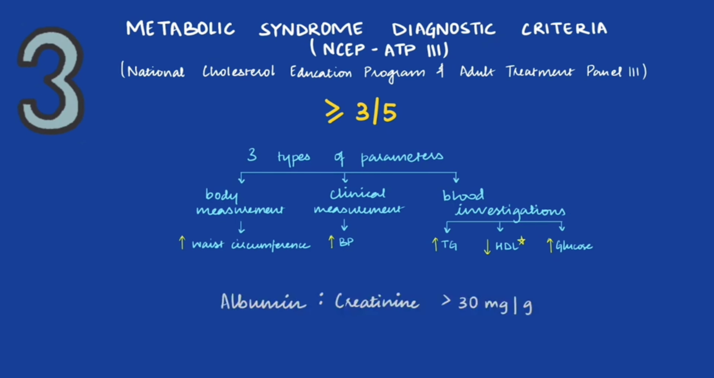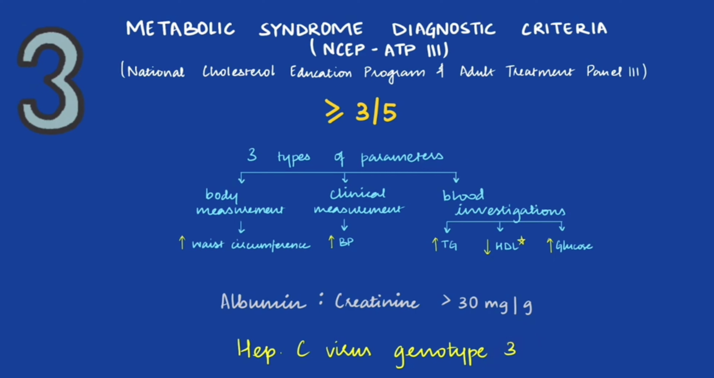Not a part of the diagnostic criteria, but albuminuria can be seen in a patient. The criterion for this is an albumin to creatinine ratio of more than 30 milligram per gram. And finally, a miscellaneous point is that the hepatitis C virus genotype 3 is associated with metabolic syndrome. So 3 is the third alphabet and genotype 3. So these were the 5 threes that we were supposed to know over here.